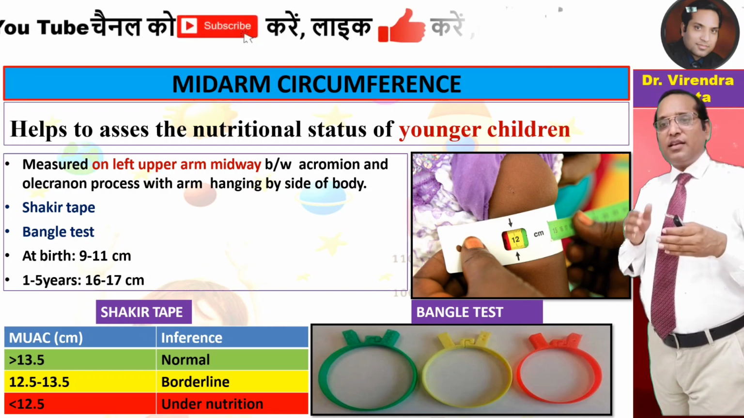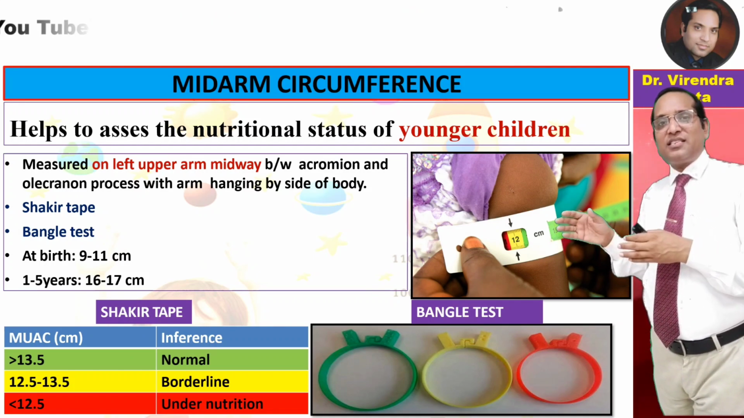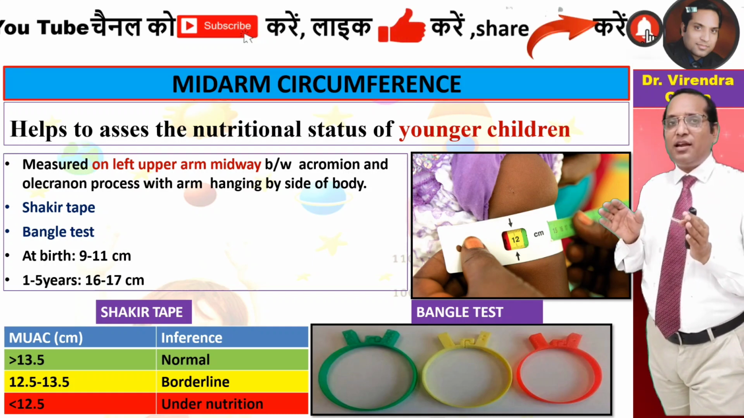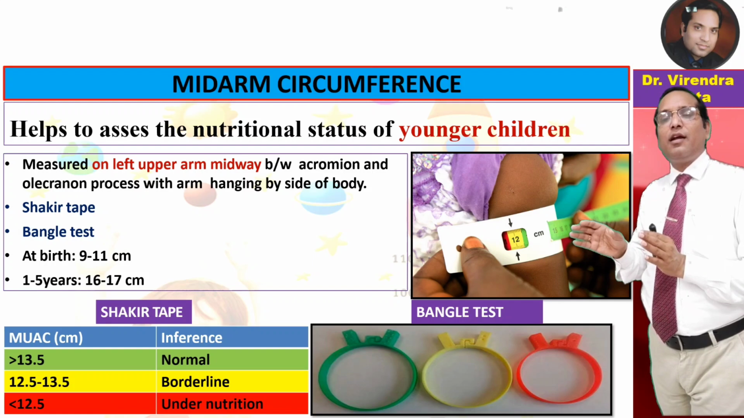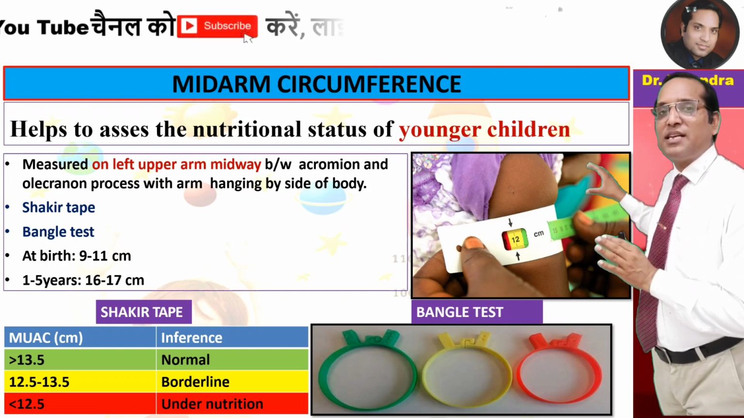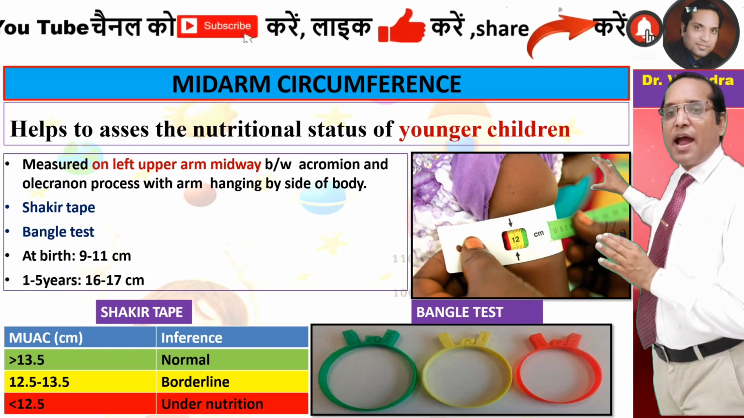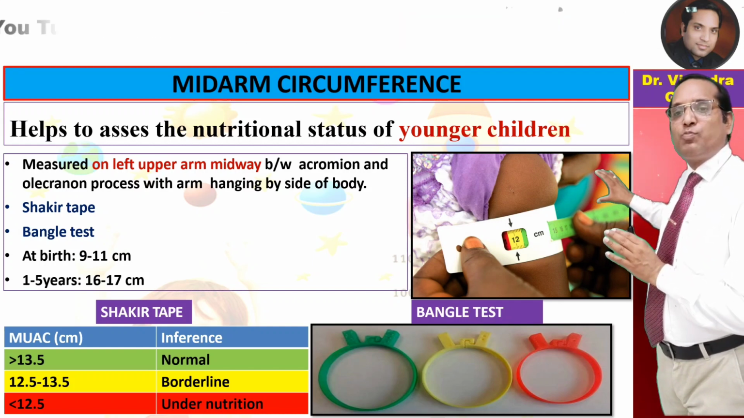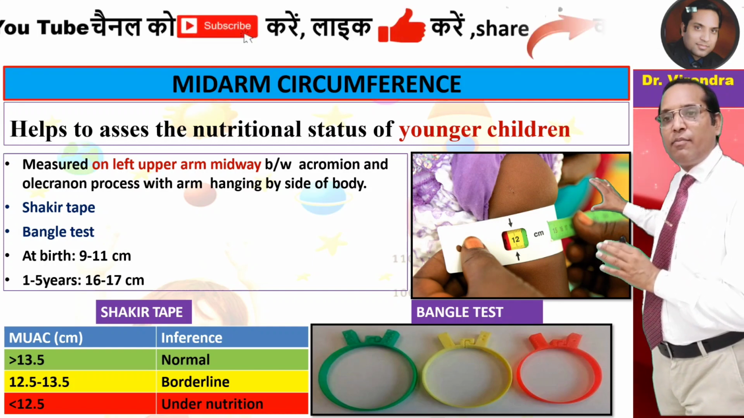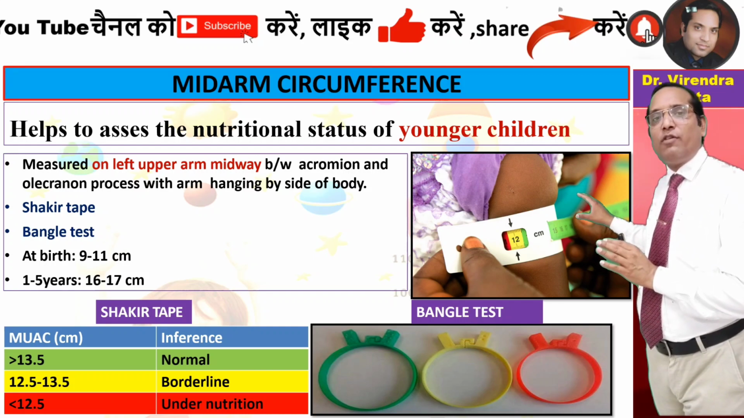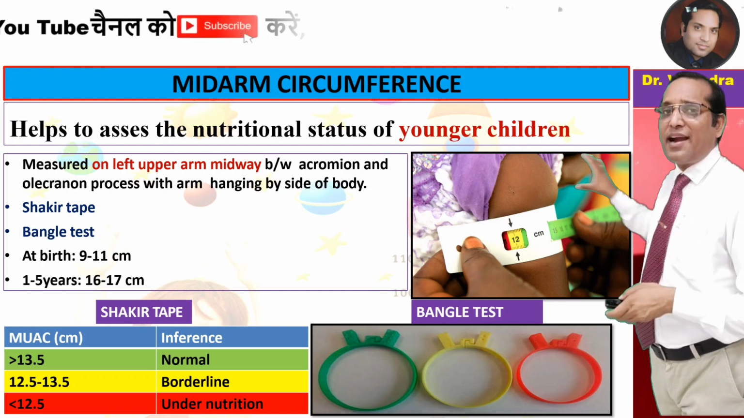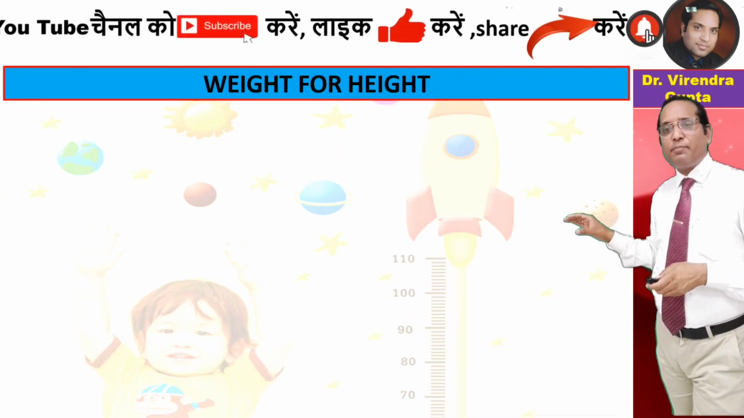and at 1 to 5 years of age it is around 16 to 17 centimeter. And in the Shakir test or Bengal test, there is some color coding, where normally it is more than 13.5 centimeter, which is measured in the green, and 12.5 to 13.5 is borderline mid-arm circumference, and less than 12.5 is known as undernutrition, which is in red color in the Shakir tape.